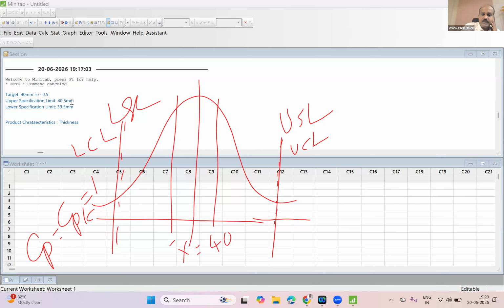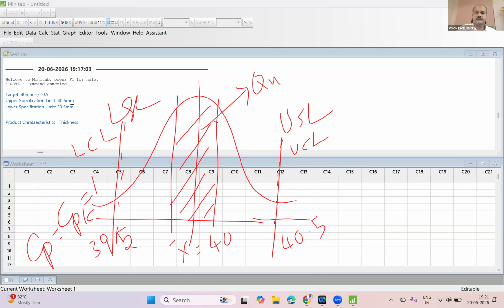Right? The upper control limit, let us say it is 40.5, and the lower is 39.5. Now this central portion represents all the parts that have dimensions closer to 40 mm. Yes or no? Yes, sir.